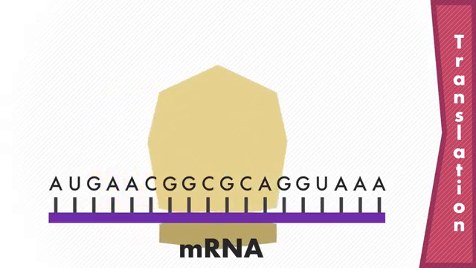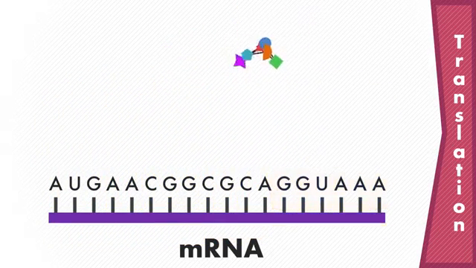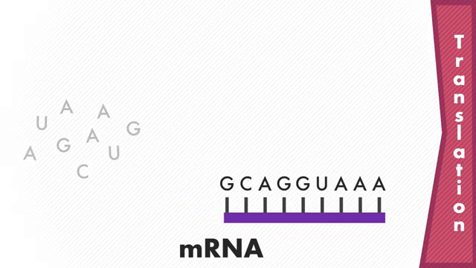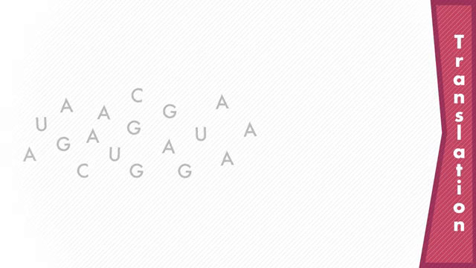Multiple copies of proteins are made as other ribosomes follow the first ribosome. Finally, mRNA is recycled when protein production is complete. The nucleotides are also recycled and are used in other processes.